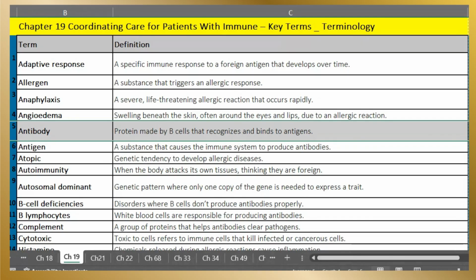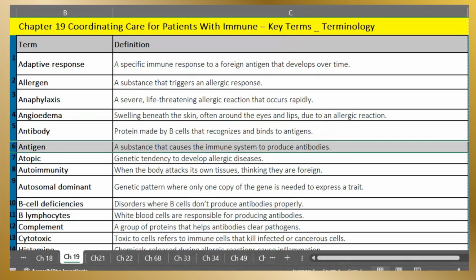Now we have antigen, a substance that causes the immune system to produce antibodies. So an antigen generates an immune response. It's something against which antibodies are made.